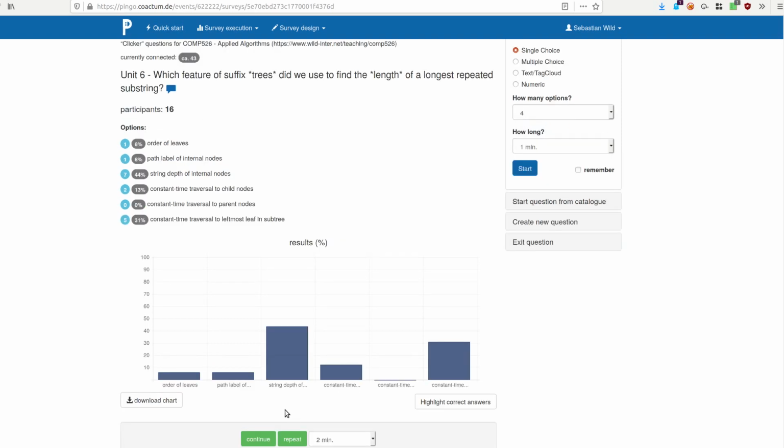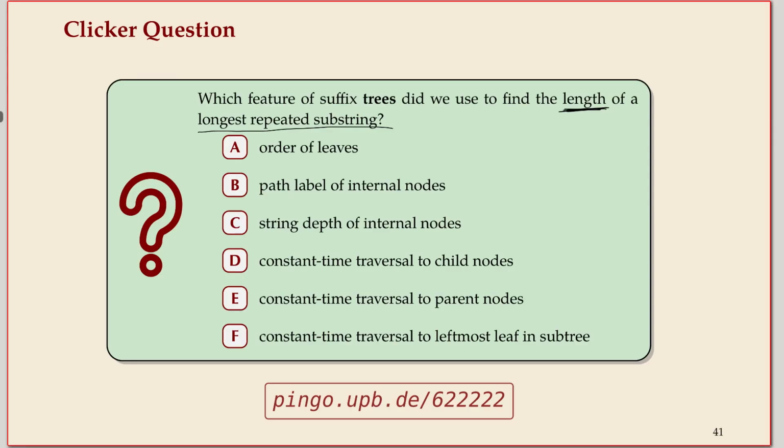Saves us 10 seconds. All right, most of you figured out that the string depth of internal nodes is a key thing to have. Constant time traversal to the leftmost leaf in the subtree was also clicked a couple of times. Okay, let me go back to that. I guess people remember how this worked, so I don't want to explain that here in too much detail. I'll recap the algorithm very quickly on the next slide anyways.